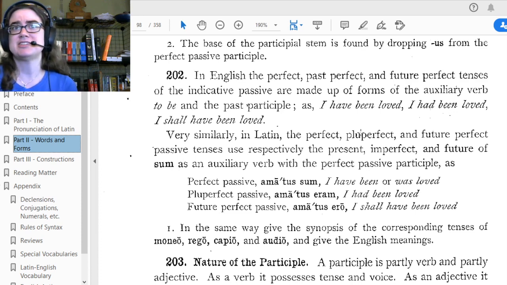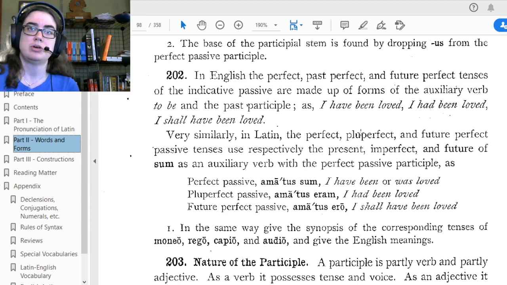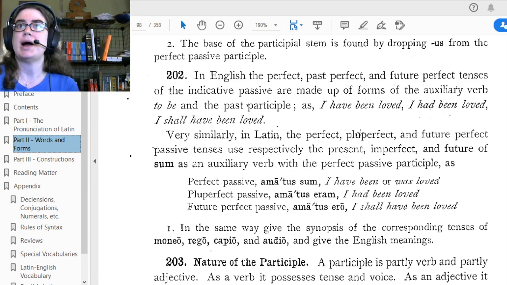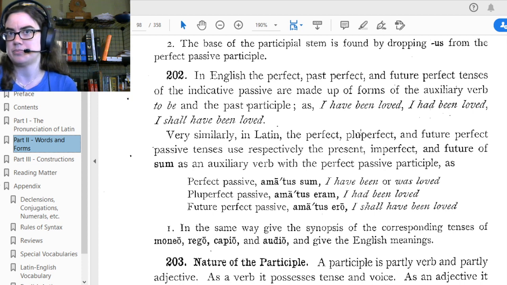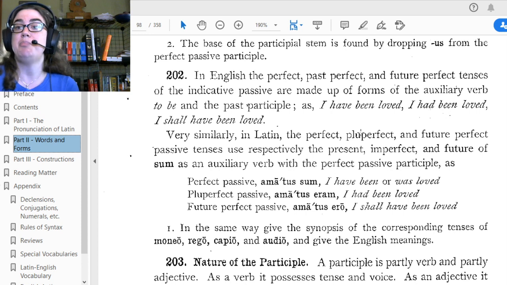The perfect active, or the pluperfect active, and the future perfect active also use eram and ero attached to the perfect active stem. So I had loved is amaveram. I had been loved, amatus eram. I will have loved, active, amavero. I will have been loved, passive, amatus ero.